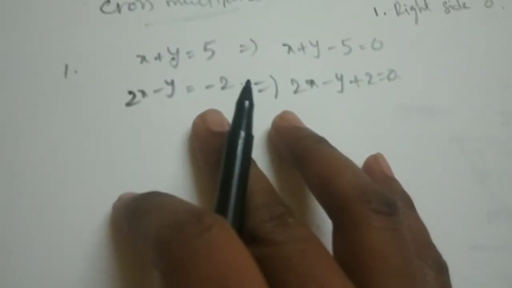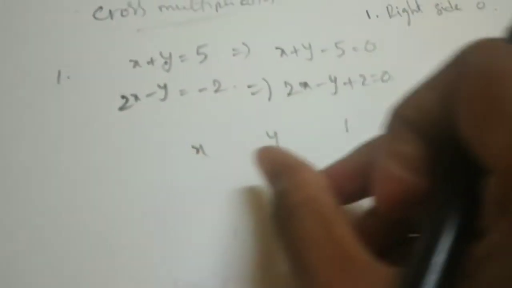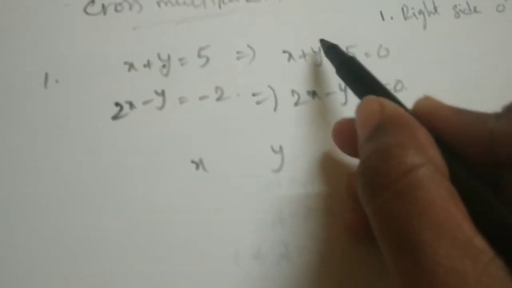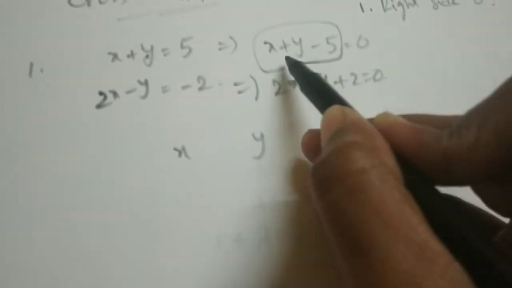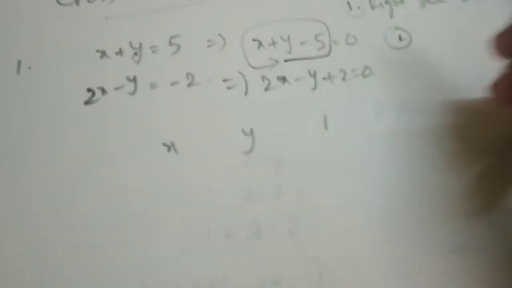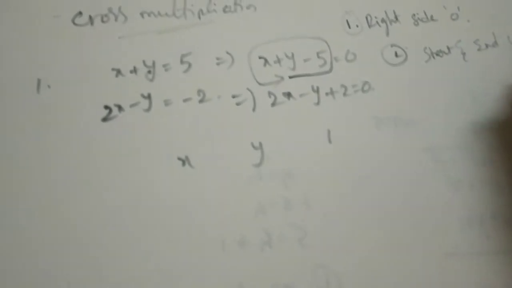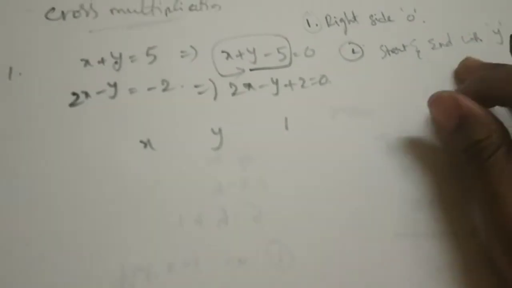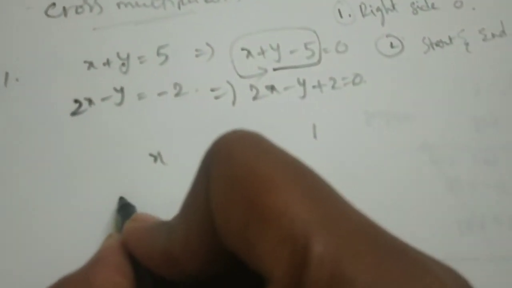Okay. Now observe carefully how I am writing. x, y and constant, give a little bit of gap, and here I am giving the values. I have to start from the y coefficient and again end with the y coefficient. The second consideration is to start and end with y coefficients. Here the coefficient of y is 1. So see how I am writing.